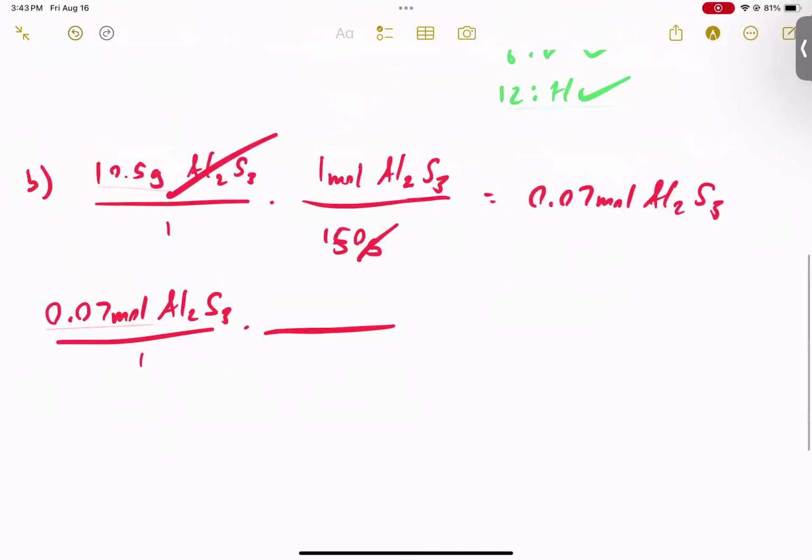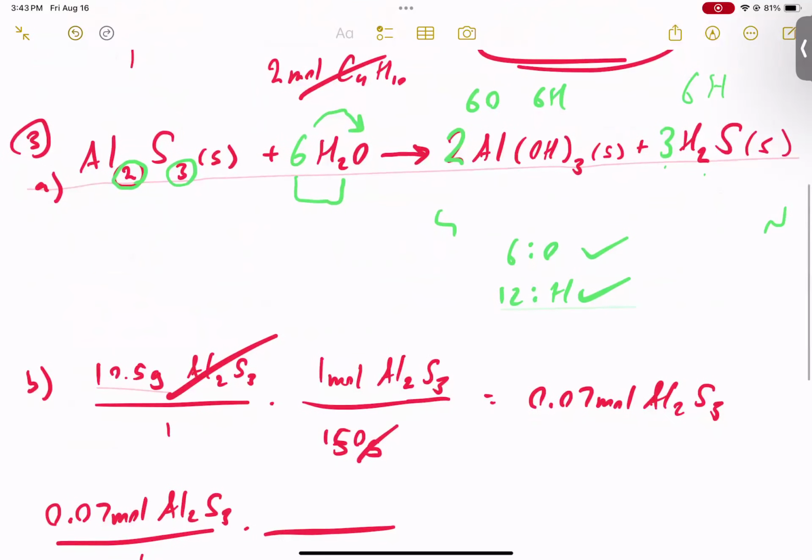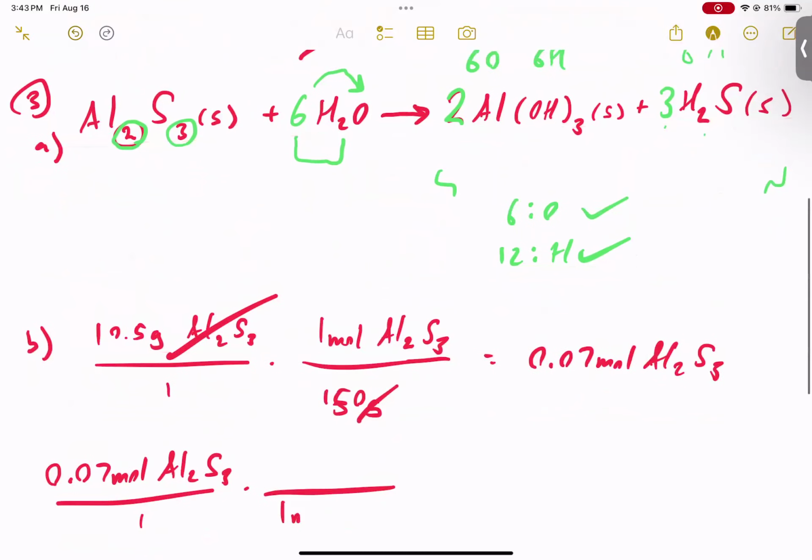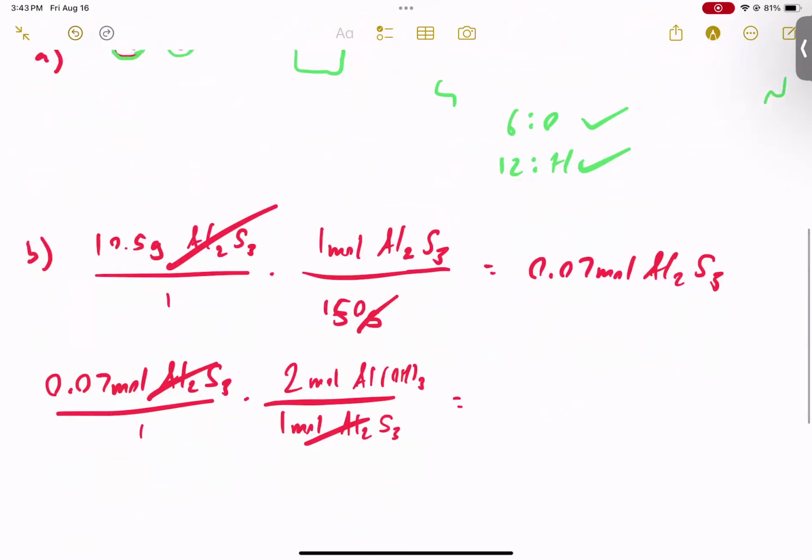if I go to the top over here, our balanced equation is that. So the ratio we'll have is going to be 1 mole of aluminum sulfide to 2 moles of aluminum hydroxide. So the moles of aluminum sulfide will cancel out, and I will have 0.14 moles of aluminum hydroxide. Am I done yet? No, because if I read the question, it asks for the amount of grams. If you don't read, you are doomed.